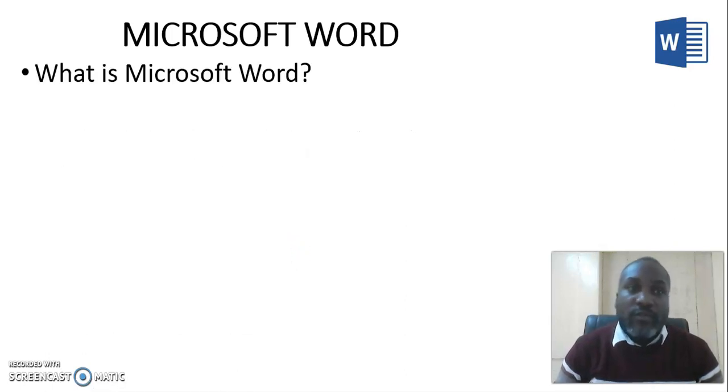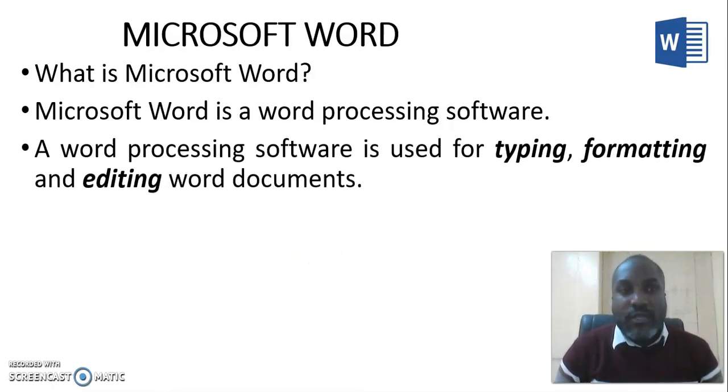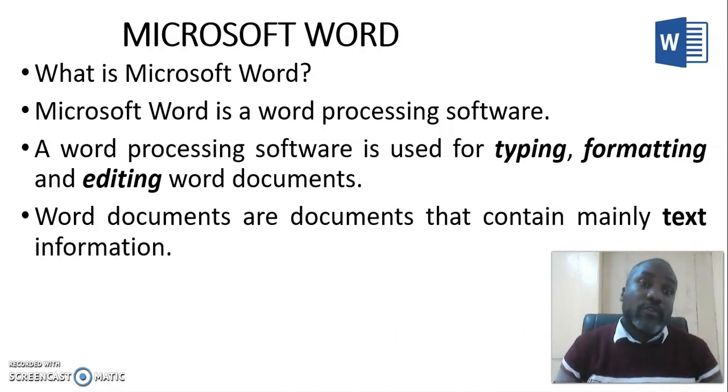Now, what is Microsoft Word? Basically, Microsoft Word is a word processing software or program which is used for typing, formatting, and editing Word documents. Now, Word documents are documents that mainly contain text information. Of course, we may have information that would also contain shapes or pictures, but Word documents will basically mostly contain text information.